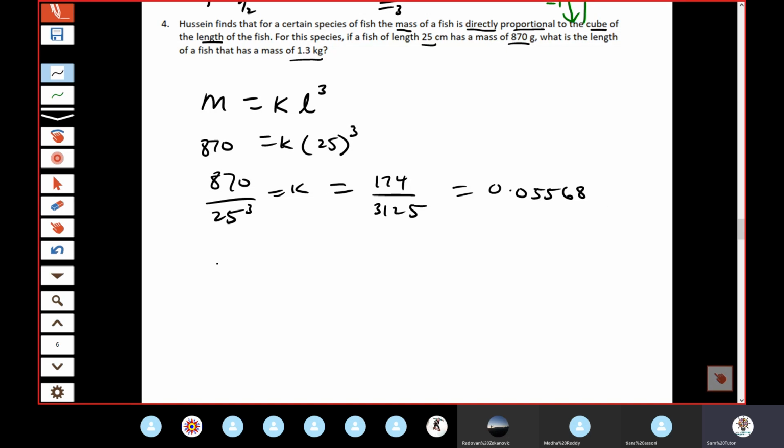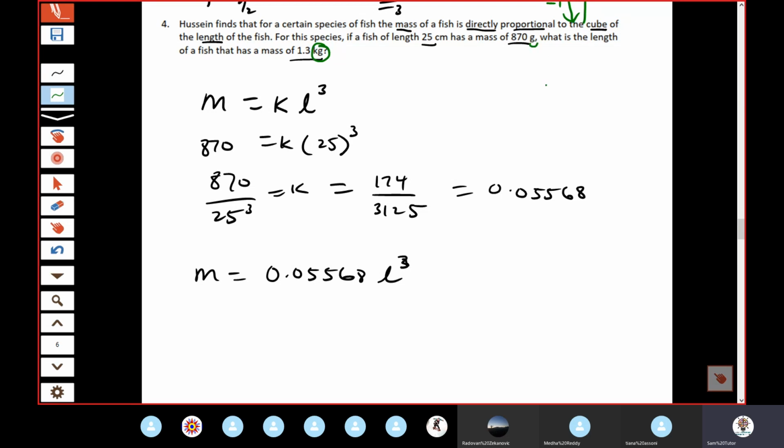Now that you have found K, can you see you have an equation that's relating M and L, and it's no longer proportional. It can actually be an expression. The fact that it's proportional is trying to say, we know that they're related, we don't know by how much. We don't know if it's 2 or 3 or 4. And then the question just says, what is the length if the mass is 1.3? So we're not done. What is the length if the mass is 1.3?